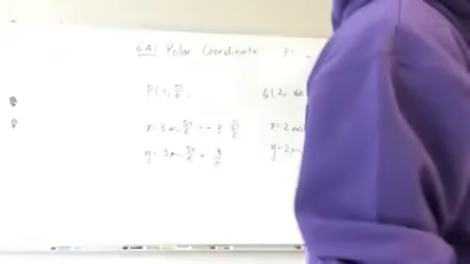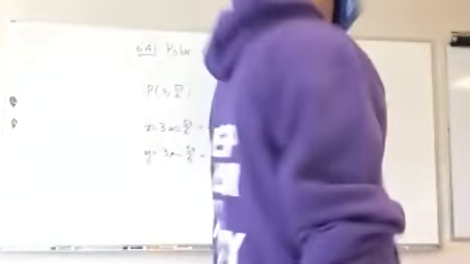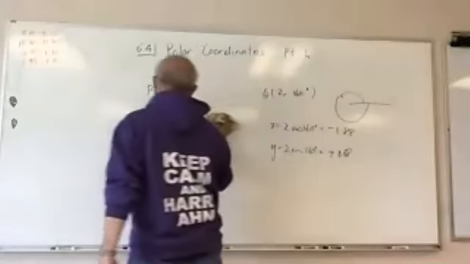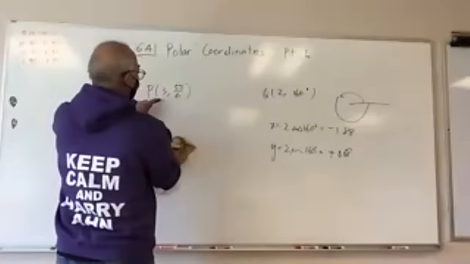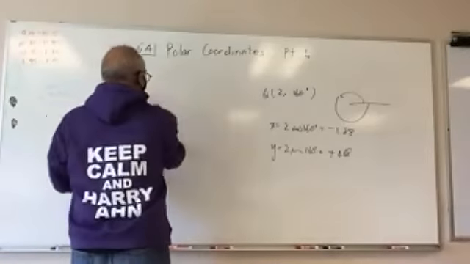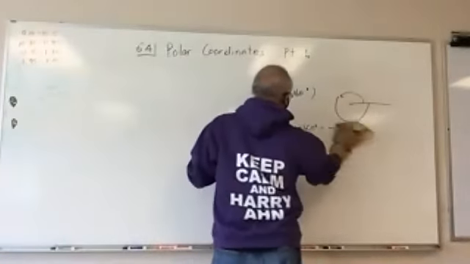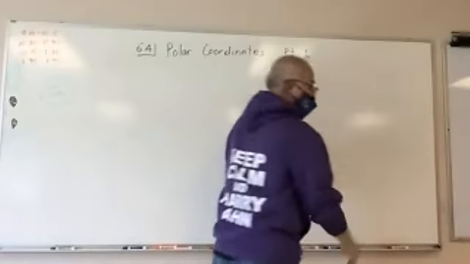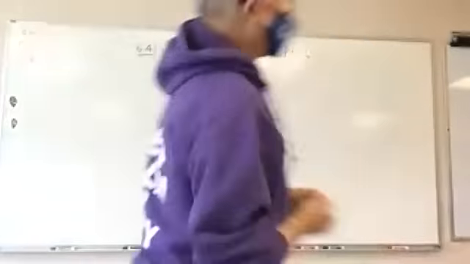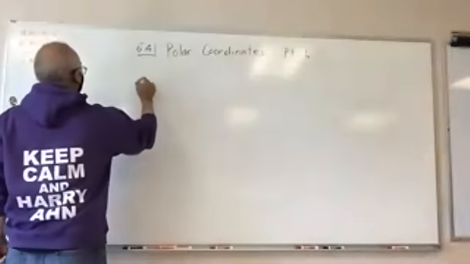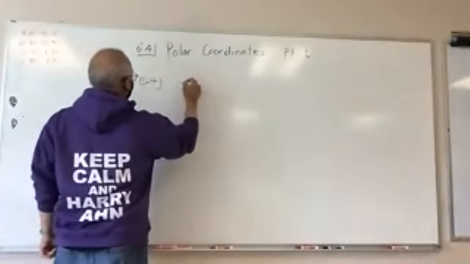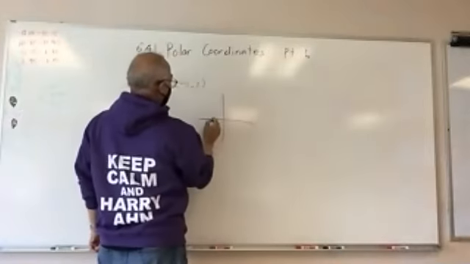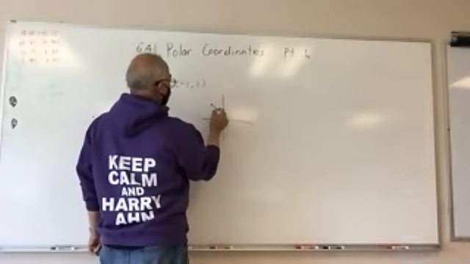Example number 4, going from rectangular to polar. So from here we were given the polar coordinates, and then we found the corresponding rectangular ones. Now we're going to go from rectangular to polar. Your first one is negative 1 and 1. Negative 1 and 1 is right here.